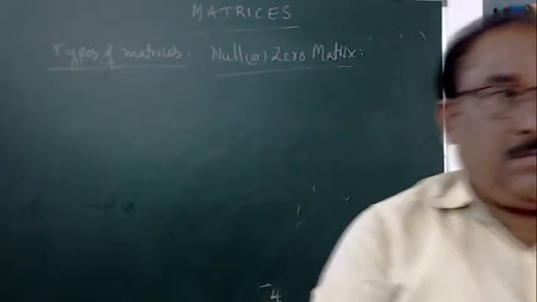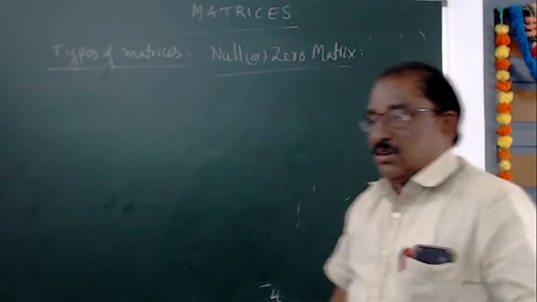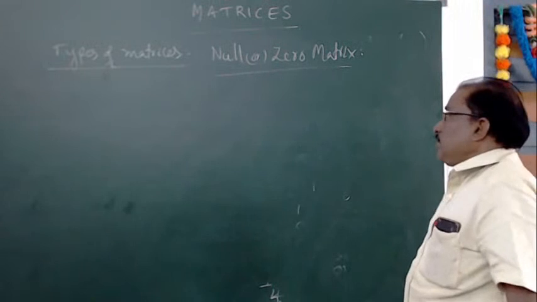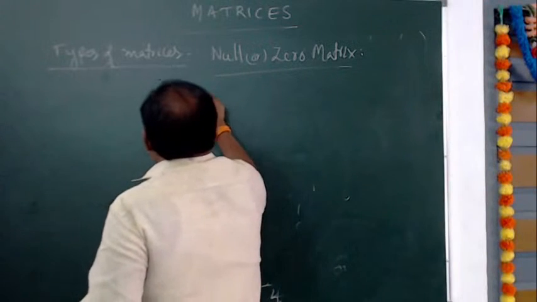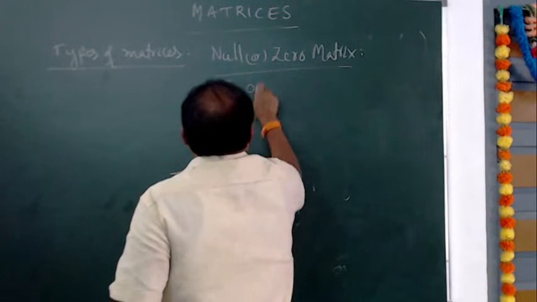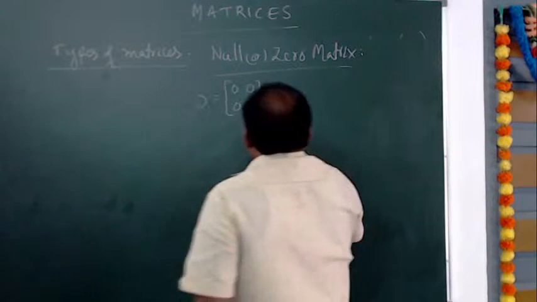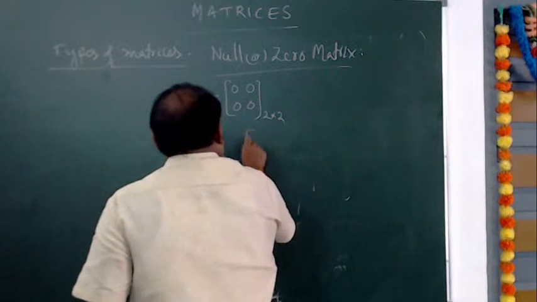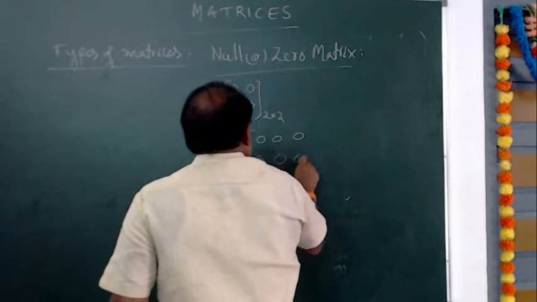In any matrix, if all the elements are equal to 0, it is called the zero matrix or null matrix, and it is denoted by O. Suppose 0, 0, 0, 0. This is a 2 by 2 matrix. And 0, 0, 0, 0, 0, 0.